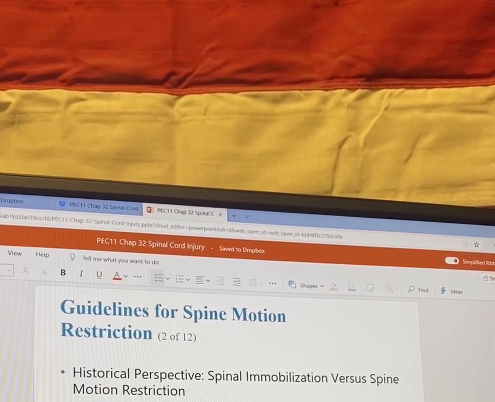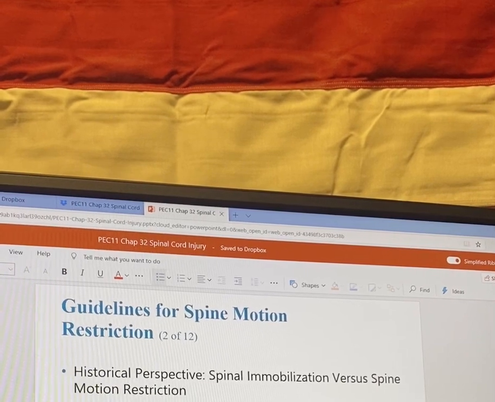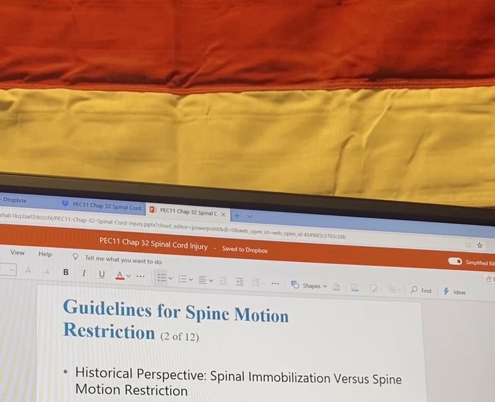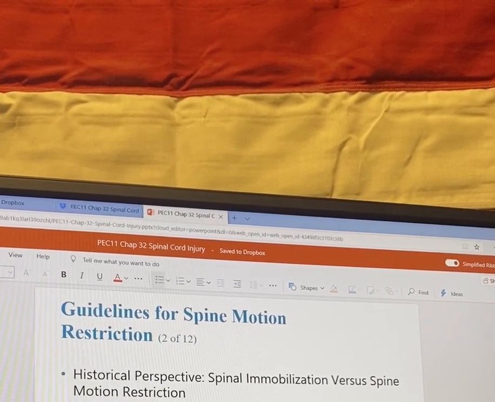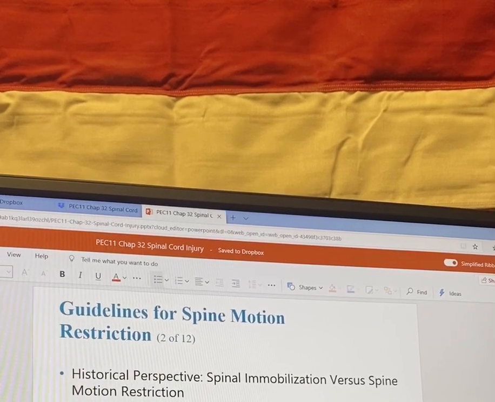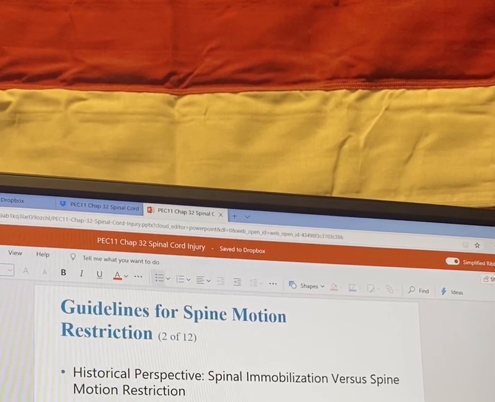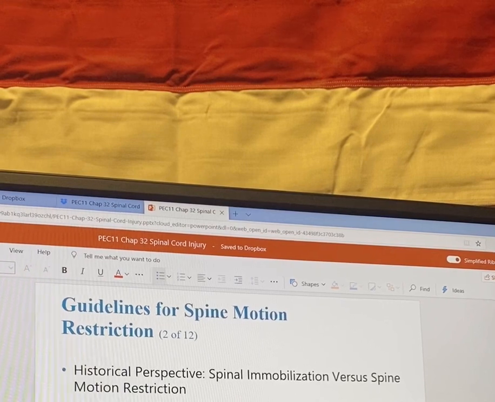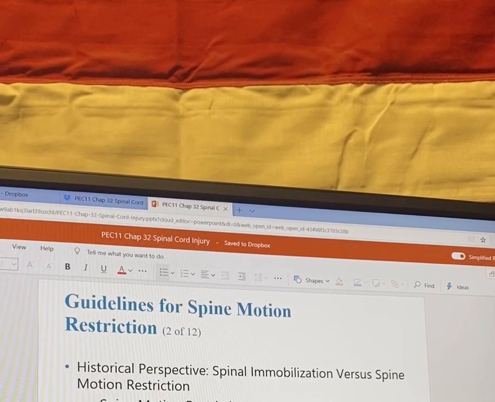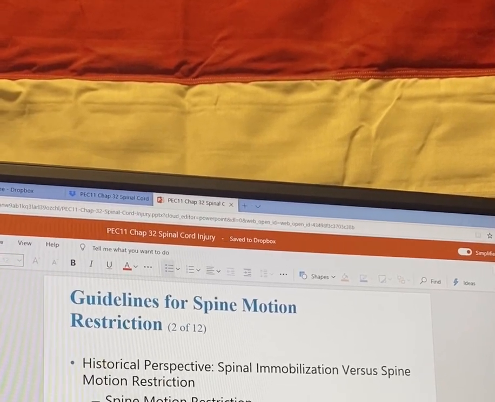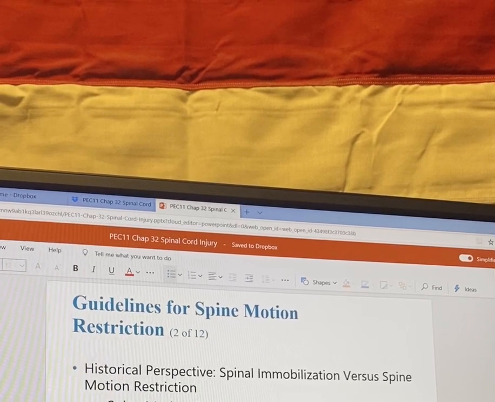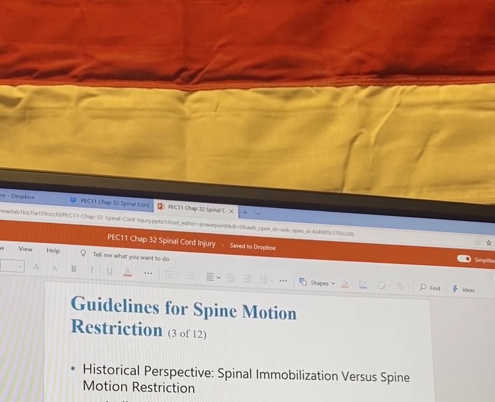The ACEP recommends spine motion restriction over immobilization attempts. Spine motion restriction aims to maintain anatomical alignment of the spine and to keep gross movement to a minimum. The specific adjuncts are not mandatory. Okay.